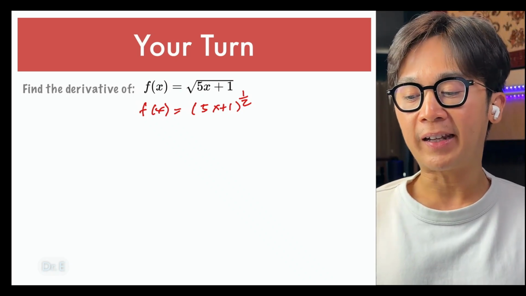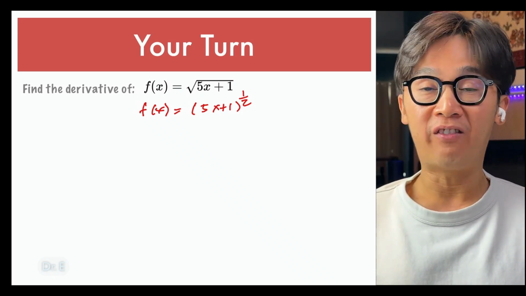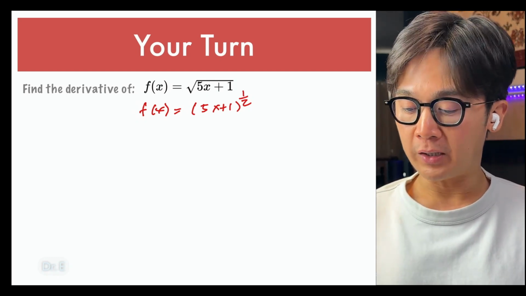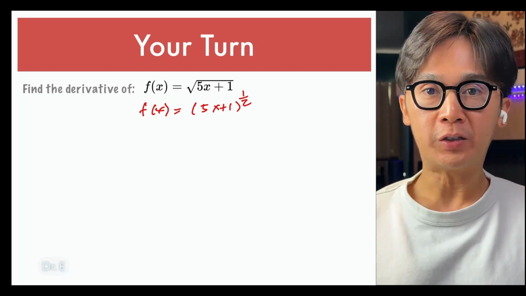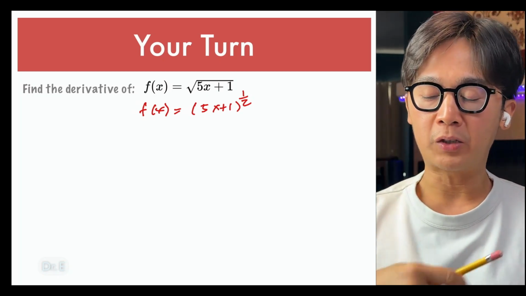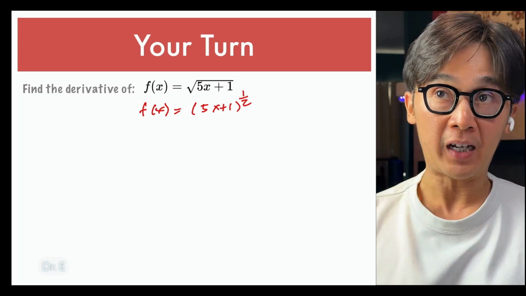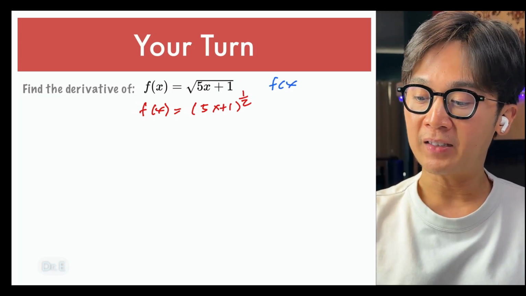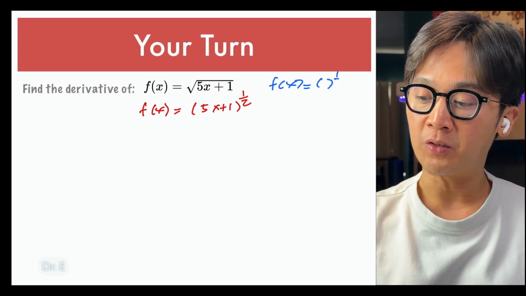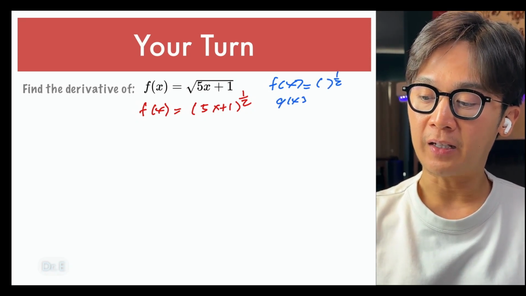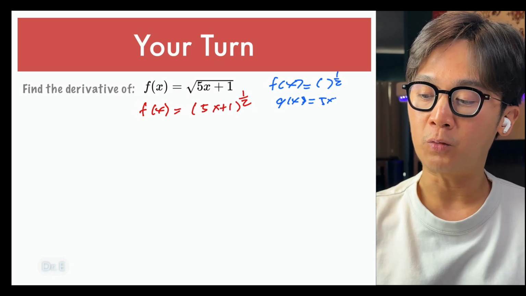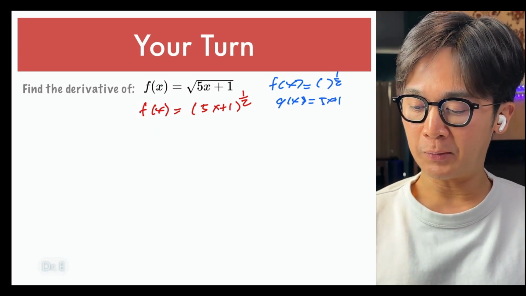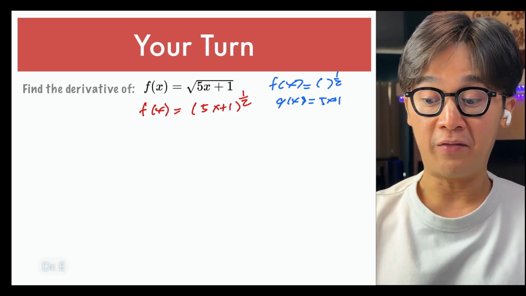Now we're seeing that a function is raised to a power, so we can use the chain rule for this particular function. For doing that, all we need to do, just like what we have done in the two examples, is to recognize the main function f of x and the subfunction g of x. In this case, f of x is our parentheses raised to the 1/2, and g of x is the inside, which is 5x plus 1. So now that we know our composite functions, let's proceed to the derivative process.